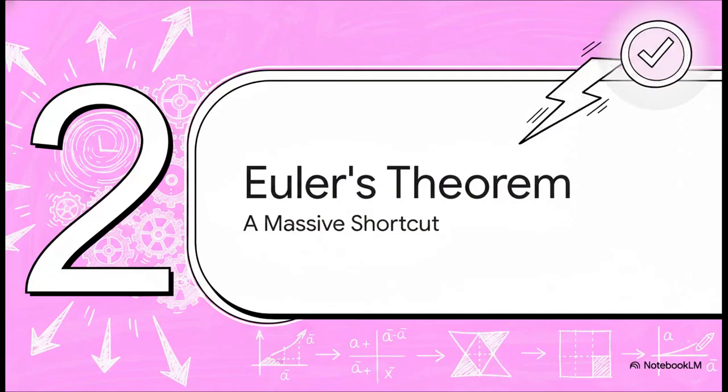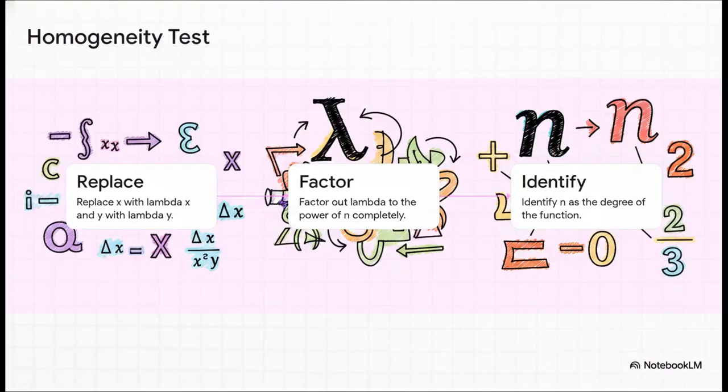Moving right along to Section 2, Euler's theorem demystified. So when you're grinding through complex partial derivatives, Euler's theorem can literally save you minutes of grueling calculations. But there's a catch. You have to be dealing with a homogeneous function. So how do we actually test for that? Well, the source lecture gives us this brilliant foolproof trick.